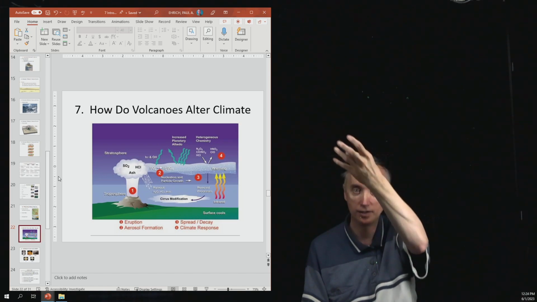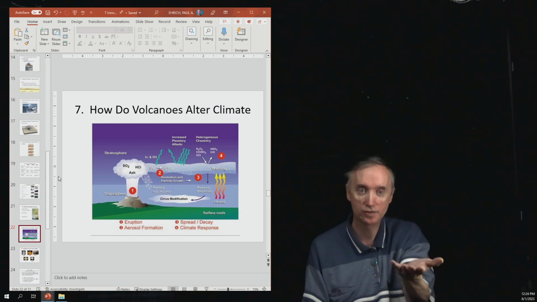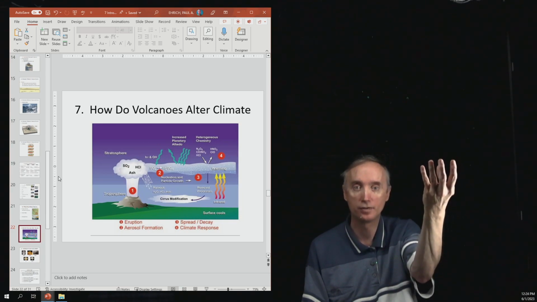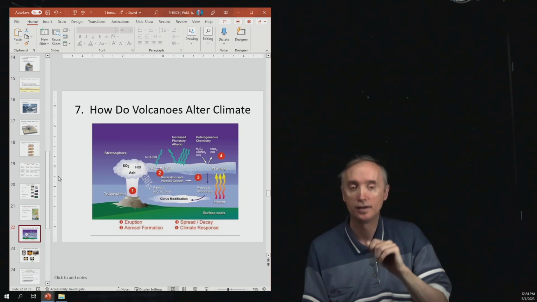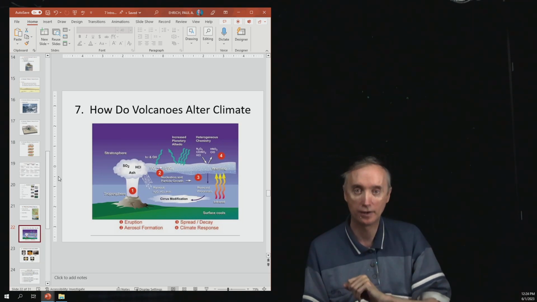So light comes down, it heats up the surface of the earth, and it goes back up, but the CO2 will trap it. It's a greenhouse gas that heats up the planet. Make sure you know that for the exam.